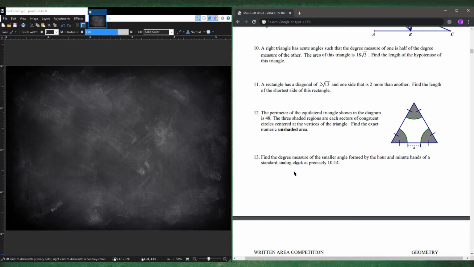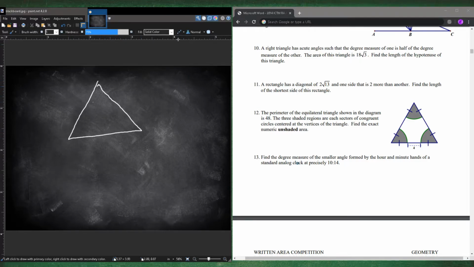12. The perimeter of the equilateral triangle shown in the diagram is 48. So since that is 48, let's kind of draw. We know this is 4, so this is 4, so this is 4. So if this is 48, 48 divided by 3 is 16. 16 minus 4 is 12, and 12 divided by 2 is 6. So that means these are each length 6. Oops, no, 16, 12. 12, 16. Yeah, so that's right.